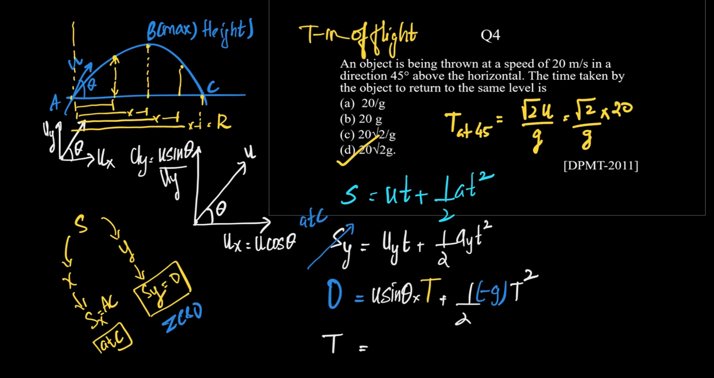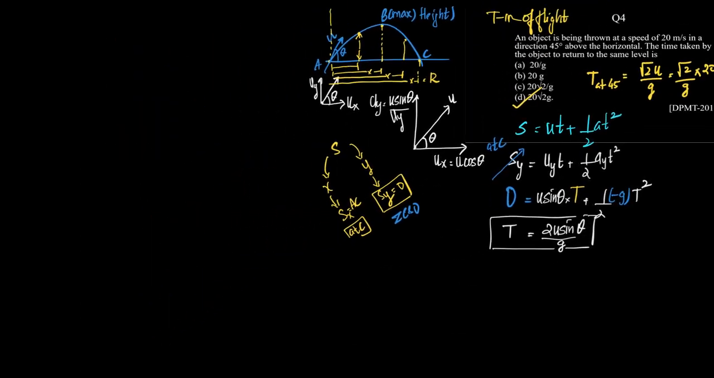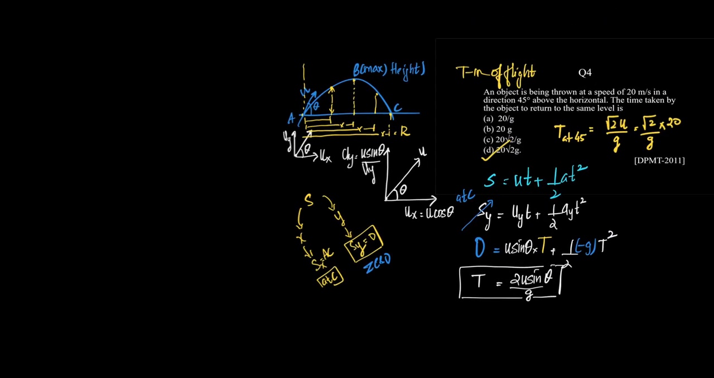The expression for t is equal to 2u sine theta upon g. Okay, so that's about the time of flight. Now let us also discuss another point, which is, okay, let me write down the formula again.